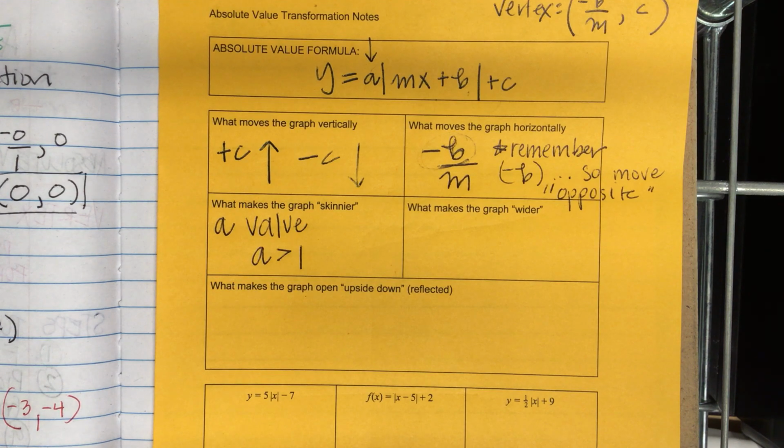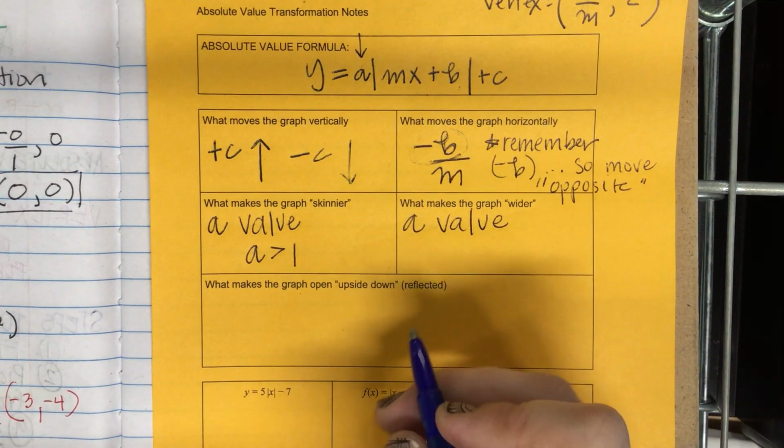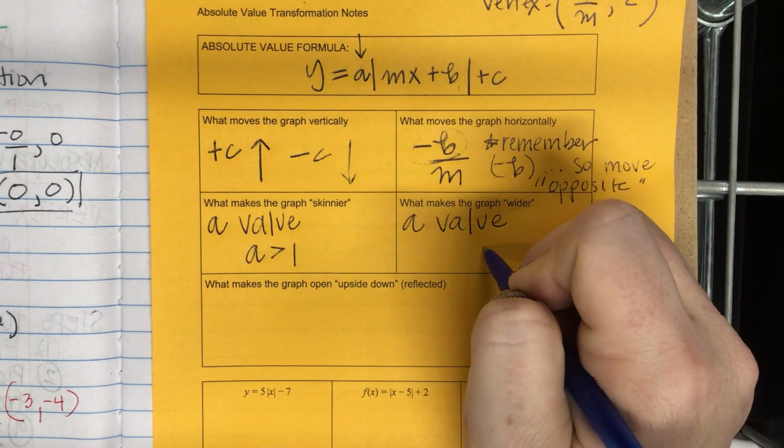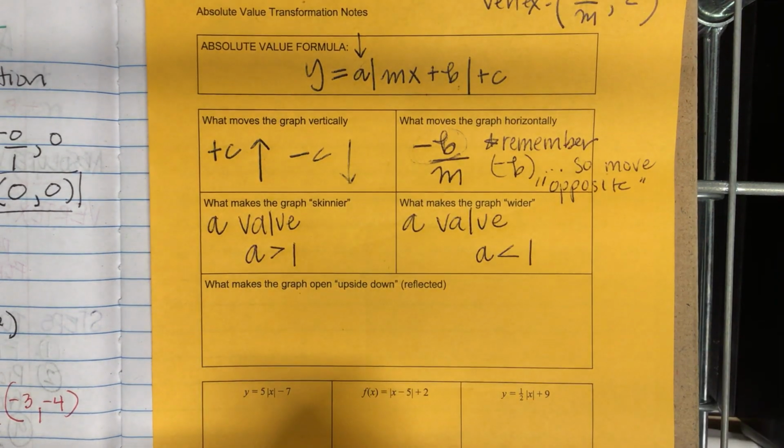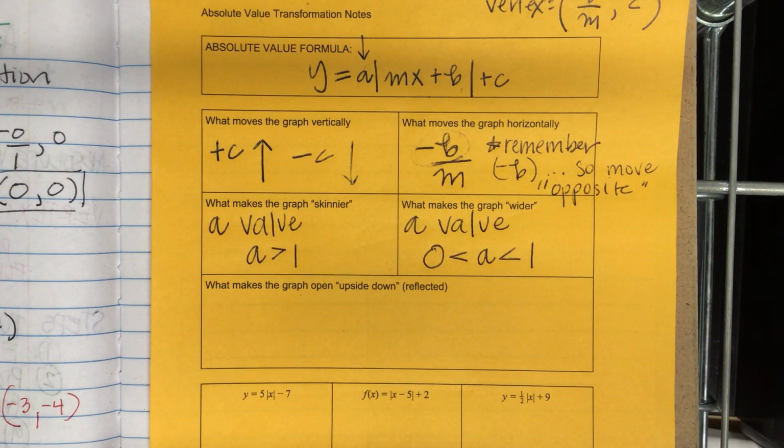What makes it wider? Close. A must be less than 1, but it also has to be greater than 0. So what are some A values that would make it wider? 1/8. 3/4. What about 7/2? With 7 over 2, does it make it wider or skinnier? Skinnier because it's greater than 1. 7 over 2 is greater than 1.